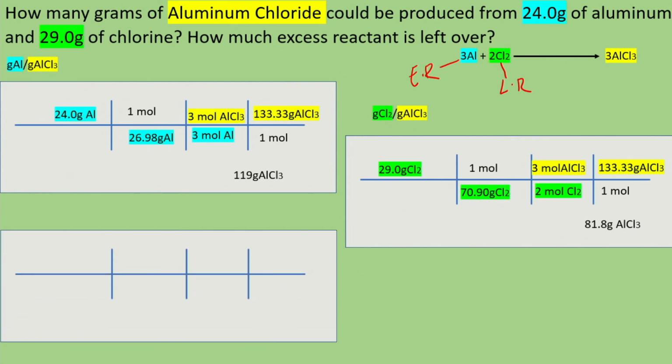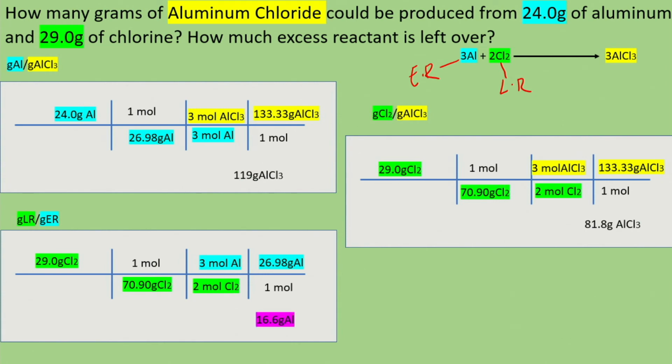So now what we need to do is take our grams of our limiting reactant and compare that to our grams of our excess. So we'll take our 29.0 grams of chlorine, we'll divide by its molar mass, we'll apply our mole ratio, our unknown over our known, and then we'll multiply by our molar mass of aluminum. So that gives us 16.6 grams of aluminum.